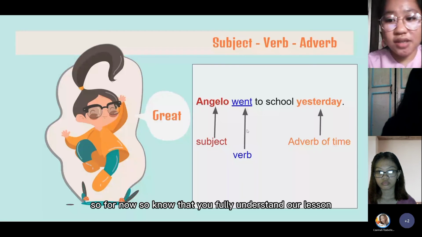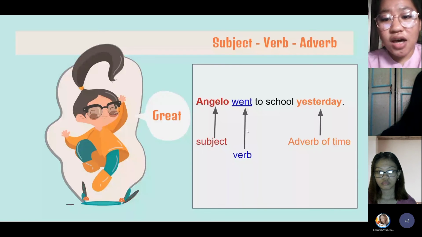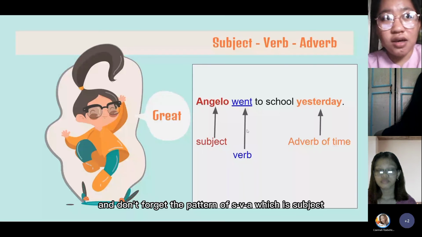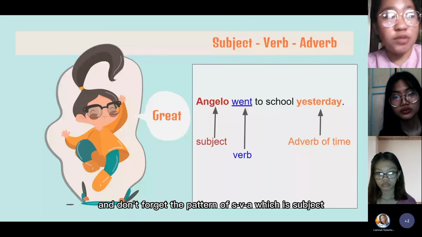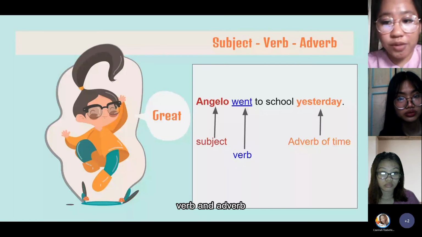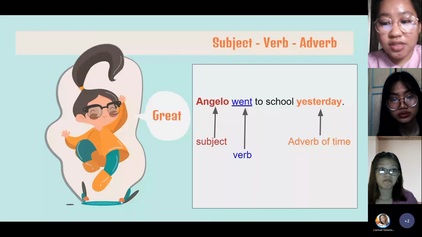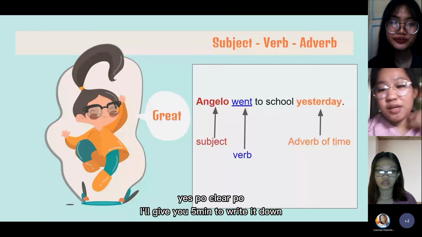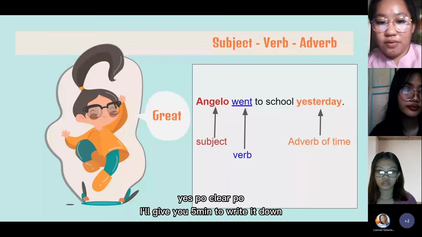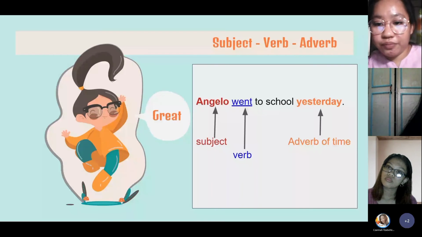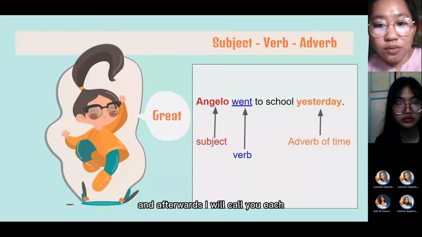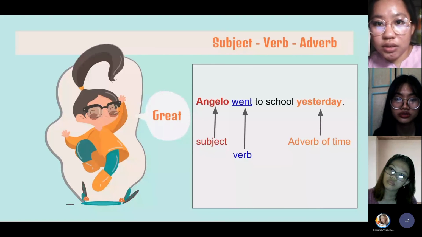Now that you fully understand our lesson, I want you to construct 2 sentences each. And don't forget the pattern of SVA, which is subject, verb, and adverb. Is that clear? Yes, po, clear, po. I'll give you 5 minutes to write it down, and afterwards, I will call you each.